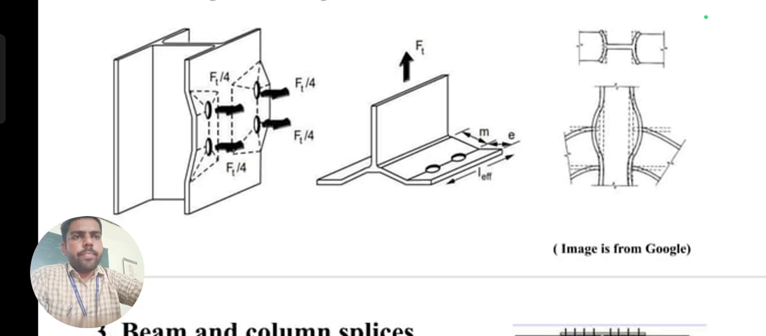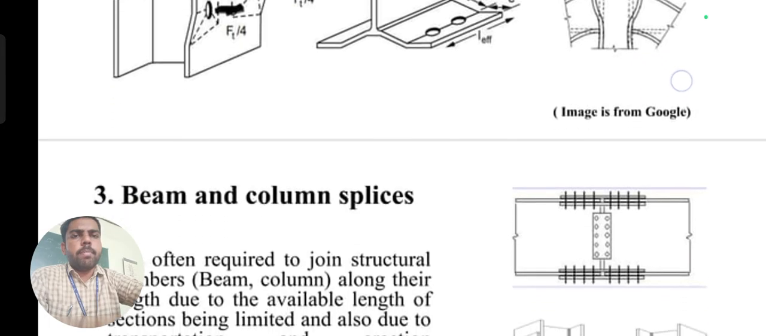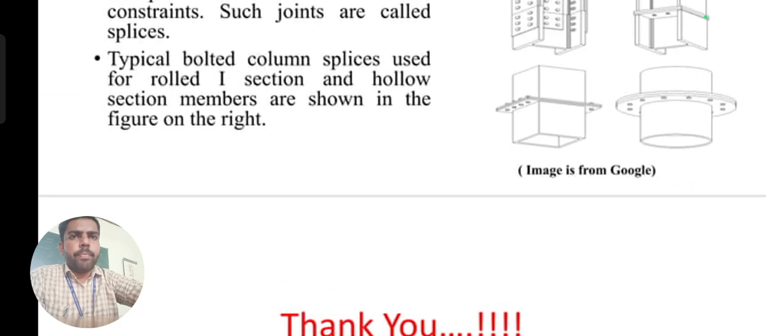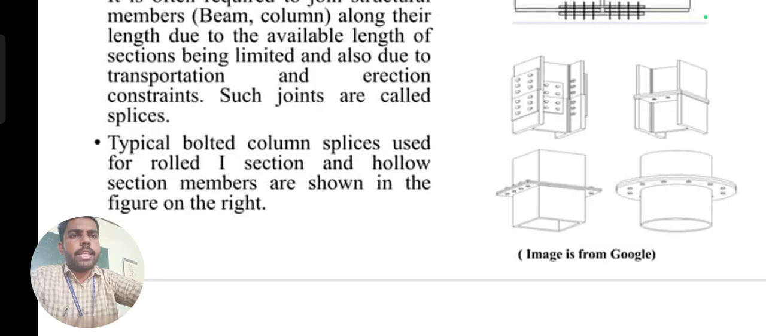See here, this is the figure. The moments should be developed in that scenario, with large overlapping of the steel plates. Beam and column splices: one beam and column should be connected. In this type of splice, extra plates are provided. This is a bolted column splice for rolled I sections and hollow sections as shown in the figure. These are all rigid members only.